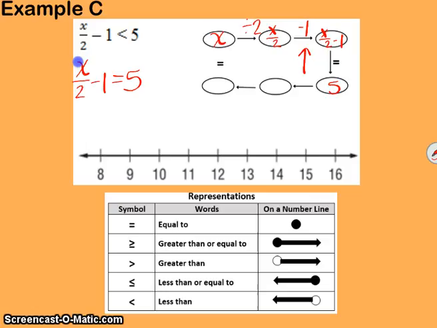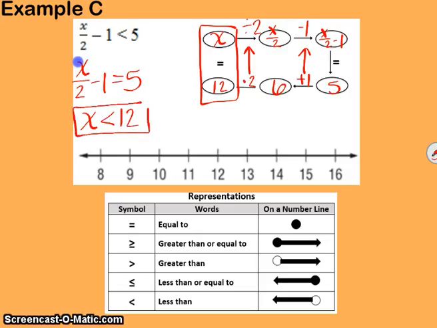But now I have to look and do the opposite. Well, the opposite of minus 1 is to add 1. And 5 plus 1 is 6. Then I have to do the opposite of dividing by 2, which is to multiply by 2. And 6 times 2 gives me 12. So x is equal to 12, but not exactly, because you remember that I have to put my inequality sign back in. And that's not an equal to inequality, so it's x is less than 12.